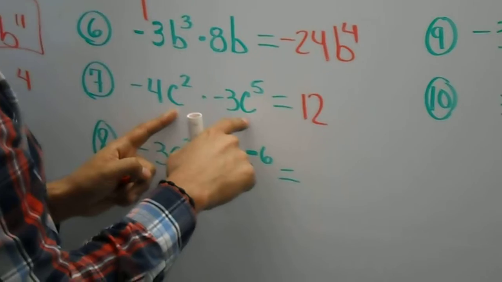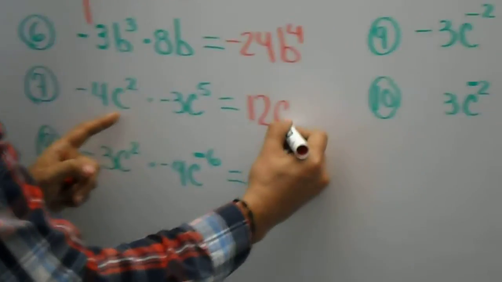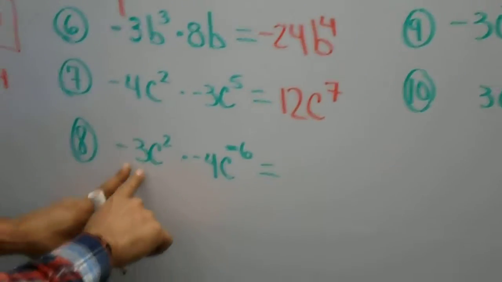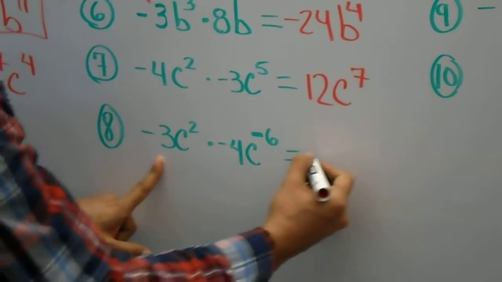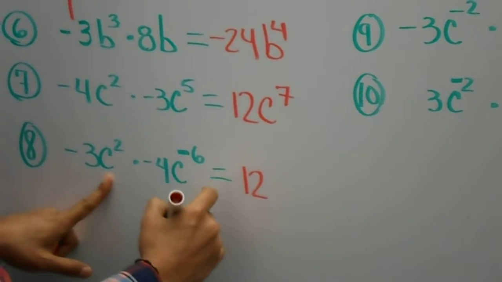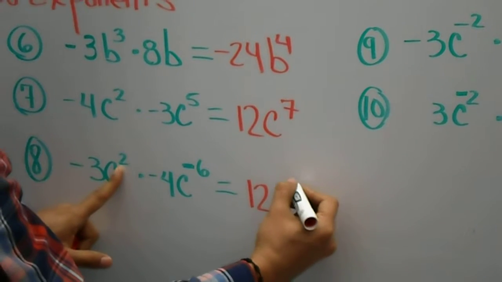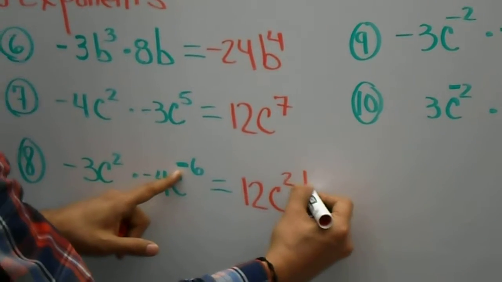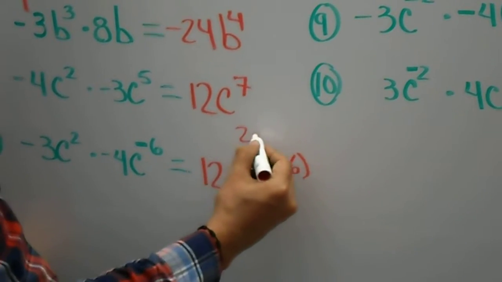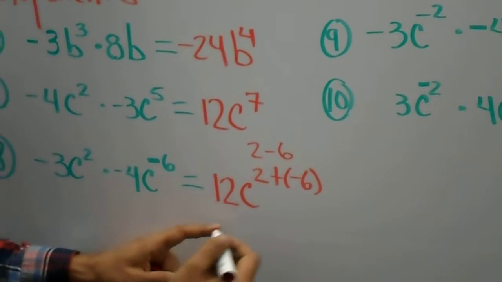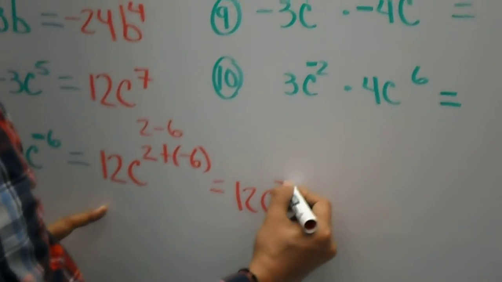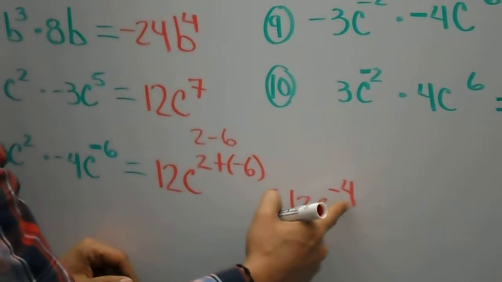So here, c and c, add the exponents. c, 2 plus 5, that becomes 7. And how about here? Negative 3 times negative 4. This becomes positive 12. c squared times c to the negative 6. This becomes c. I write this number down, 2, and then plus negative 6, right? Notice that this is really 2 minus 6. This is the same thing as 12c to the 2 minus 6. 2 minus 6 is negative 4.